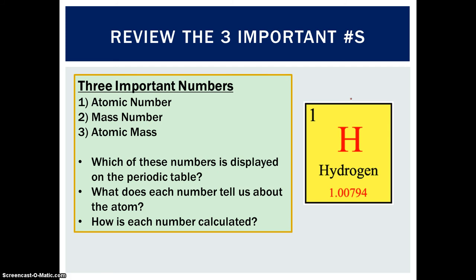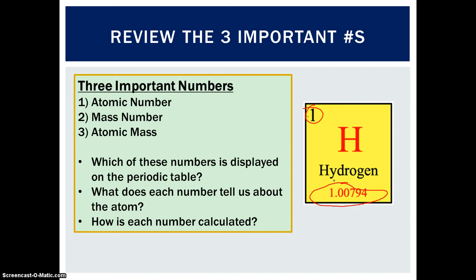We have atomic number, mass number, and atomic mass. Think real quick, or flip over and look at your notes, which of these is displayed on the periodic table? Right, the atomic number is here, and the atomic mass is here. The mass number does not show up on the periodic table.